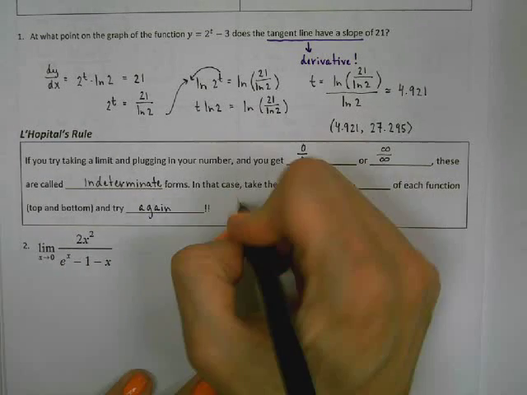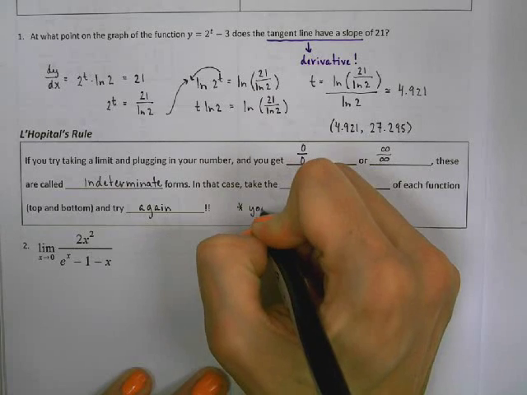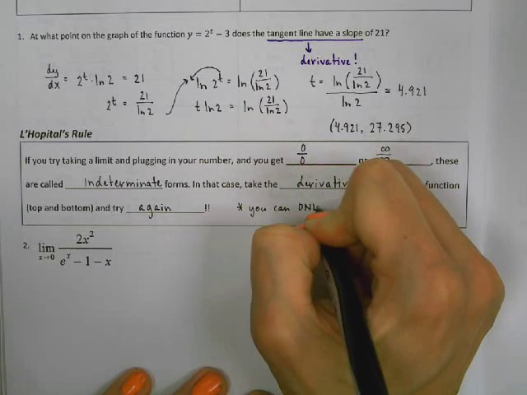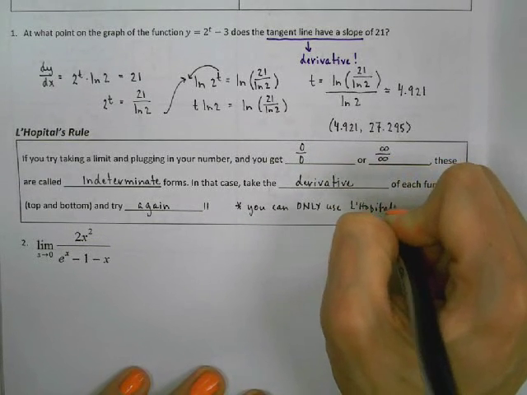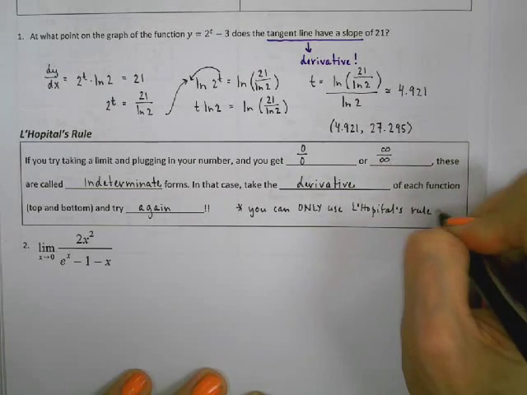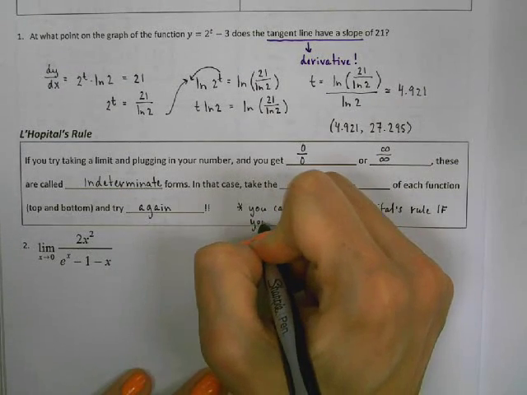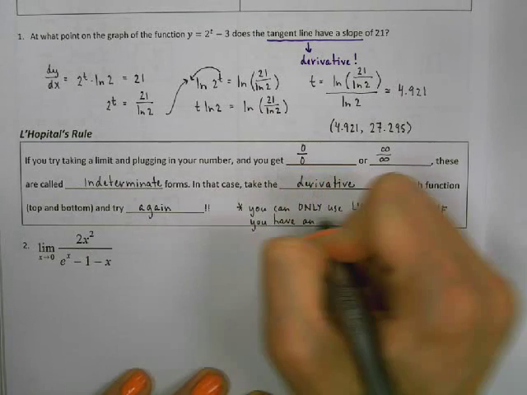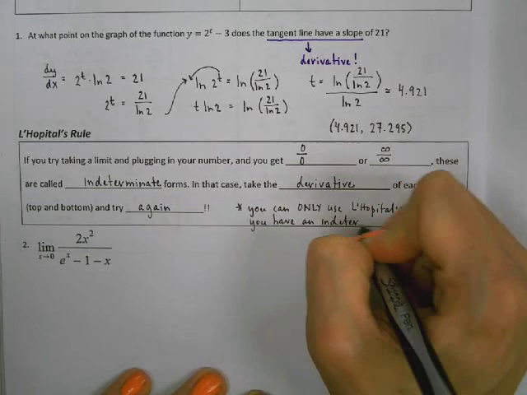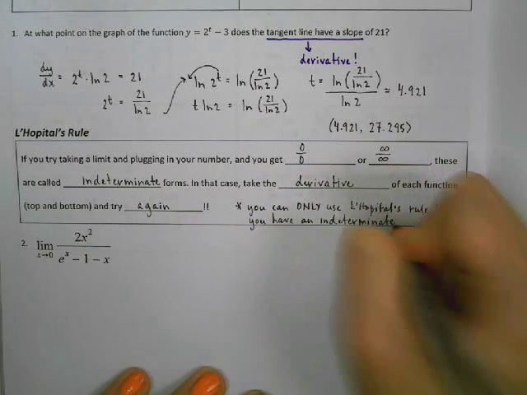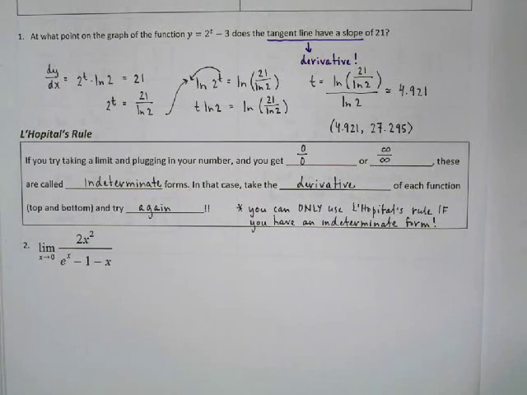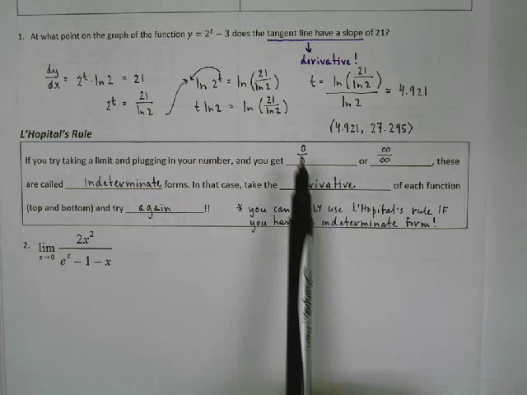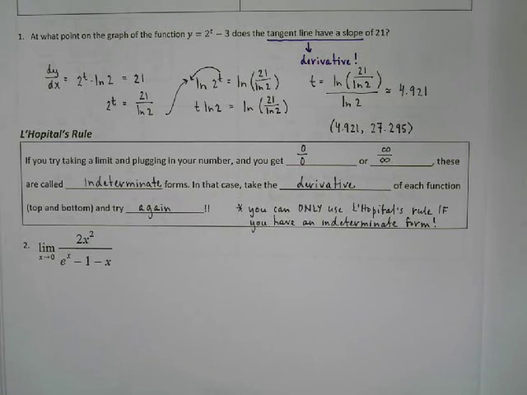Now, one thing I want to make a note of here is that you can only use L'Hopital's rule if you have an indeterminate form. If you plug in and you get something like 1 over 0 or anything different than this, then you can't use that rule and you have to use other methods to try and figure that out.